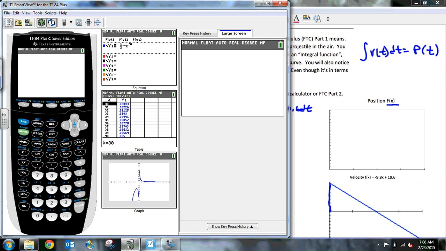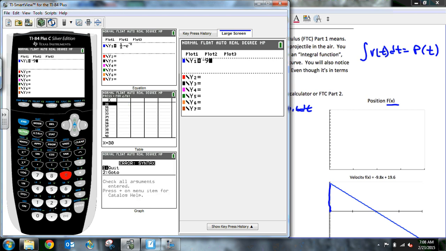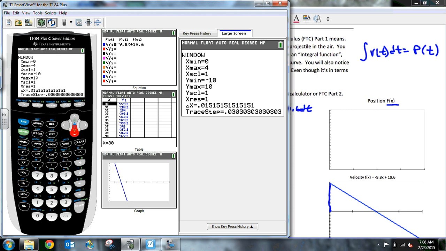What I'm going to do here, guys, is actually do this via the graph. And I'm going to graph negative 9.8x plus 19.6, okay? And if I graph that on the standard window, let me change my window to 0 for x, and negative 20 and positive 20.